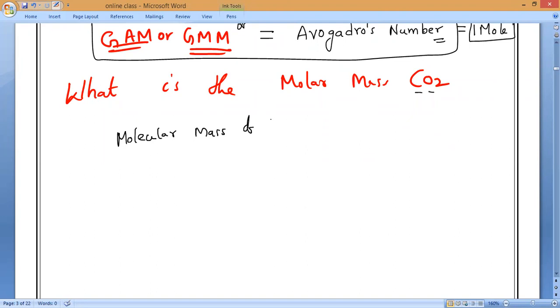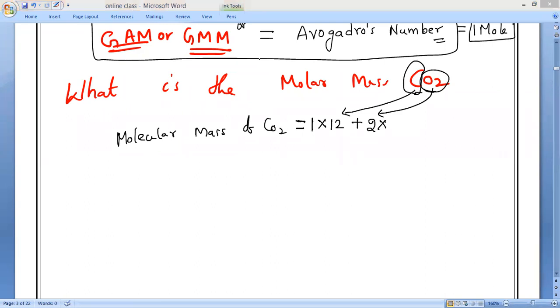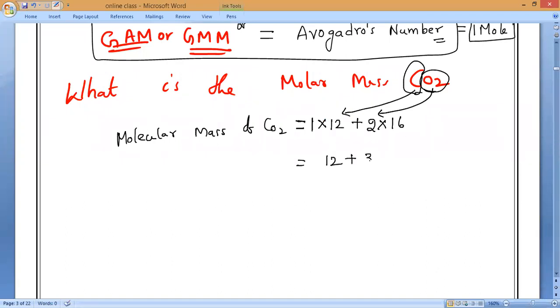Molecular mass of CO2 is equal to the number of atoms of the first element, 1, into the atomic mass of carbon, 12, plus the number of atoms of the second element, 2, into the atomic mass of the second element, 16. Which is equal to 1 into 12, 12, plus 16 into 2, 32, which is equal to how much, guys? 44. So this is molecular mass, but we need molar mass.